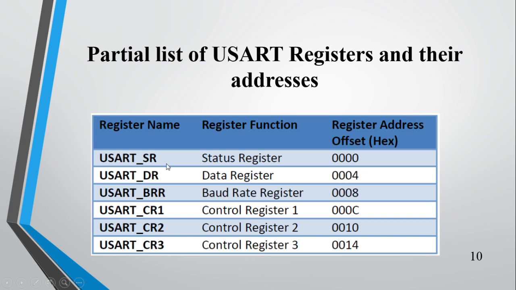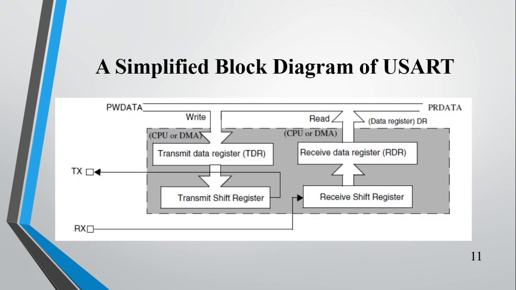So USART status register, data register, baud rate register, control register 1, control register 2 and control register 3. These are some of the registers which you need to configure for configuring the UART as well as USART. This is a simplified block diagram of a USART.